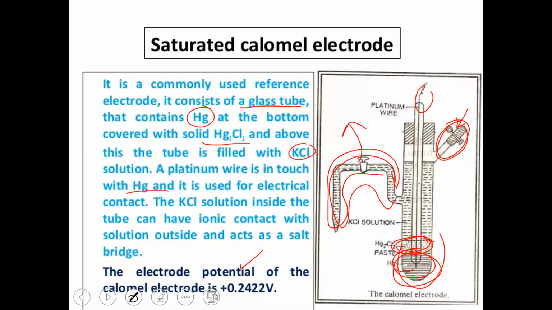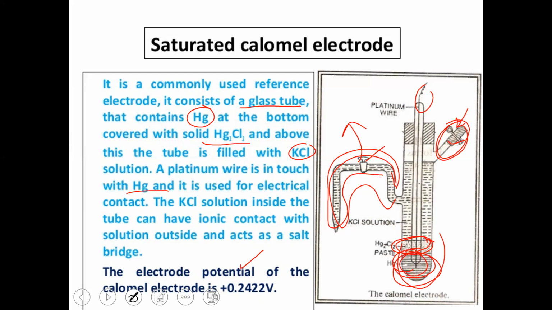So how can we construct a calomel electrode? Majorly, a glass tube is present with two side tubes like this. Then I take the mercury, which is present at the bottom of the glass tube, and above this mercury is the mercurous chloride paste. Then we fill the glass tube with potassium chloride. Then dip the platinum wire deeply into the glass tube.